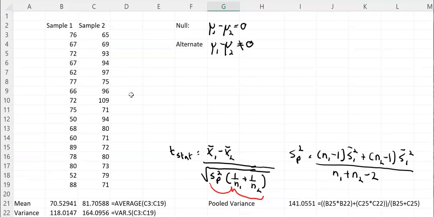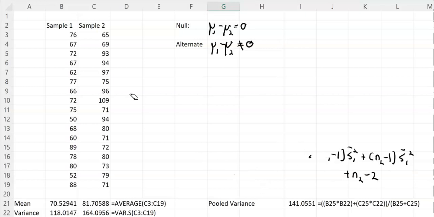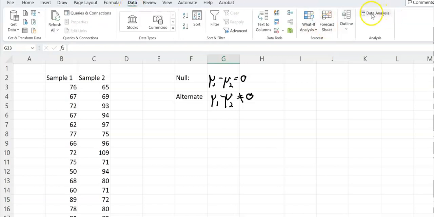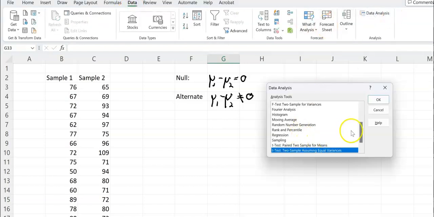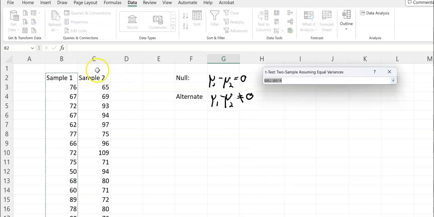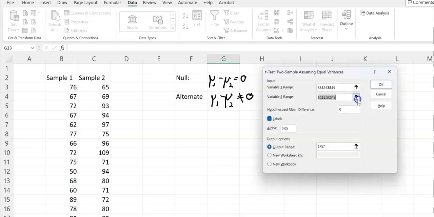Now what we can also do is use Excel's function to do this test. We can go to Data, and then go straight to Data Analysis, and then click on t-Test: Two-Sample Assuming Equal Variances. We can click on that, and I will pick my sample 1. I put the name in there too, so that it's easier to have them labeled.